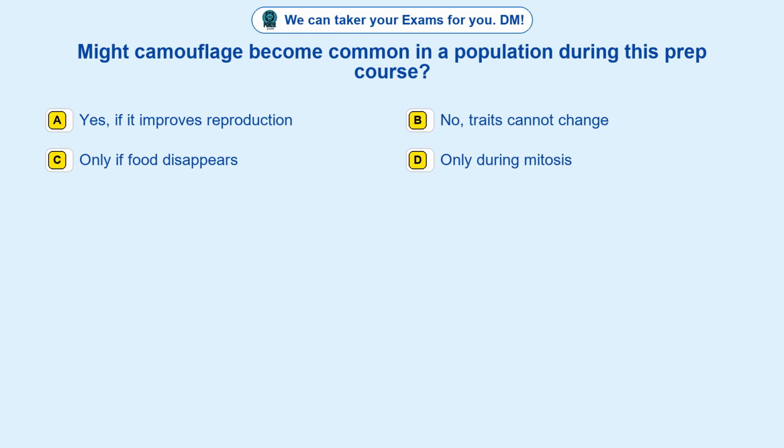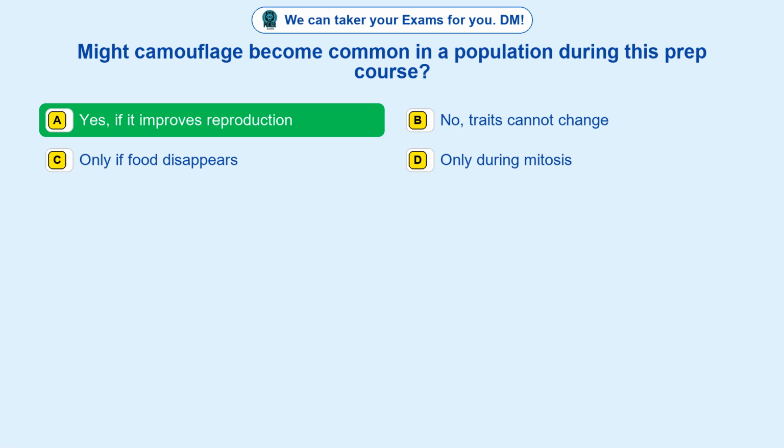Question 12. Might camouflage become common in a population during this prep course? Option A. Yes, if it improves reproduction. Option B. No, traits cannot change. Option C. Only if food disappears. Option D. Only during mitosis.